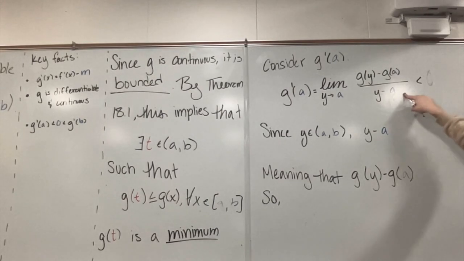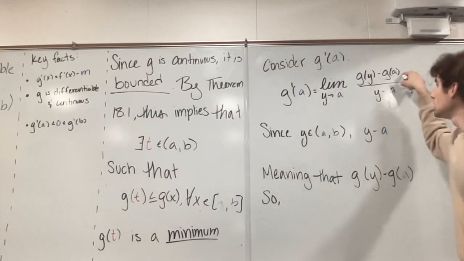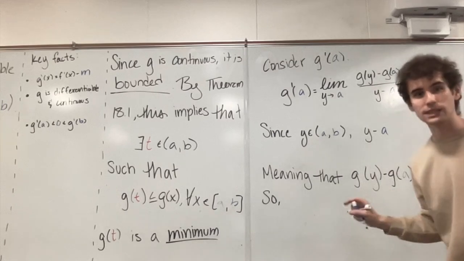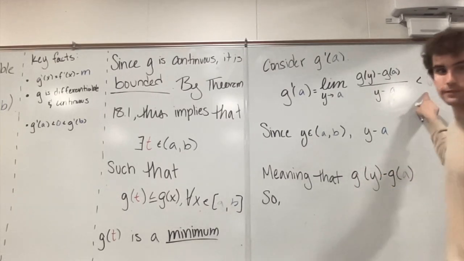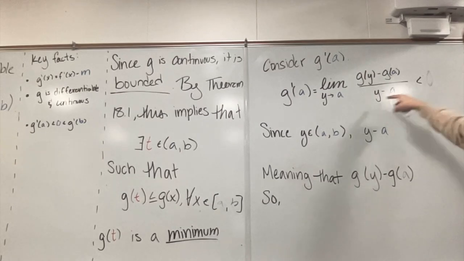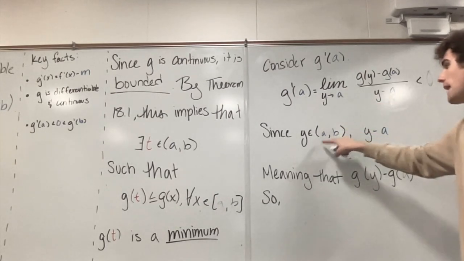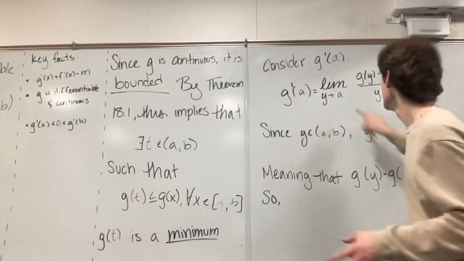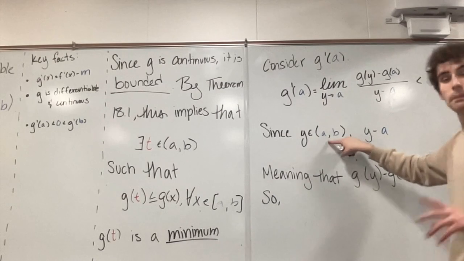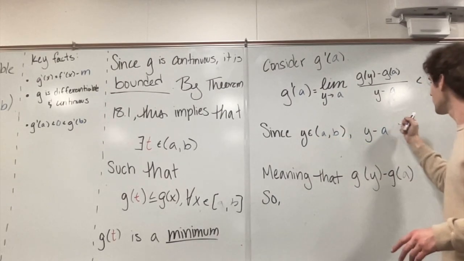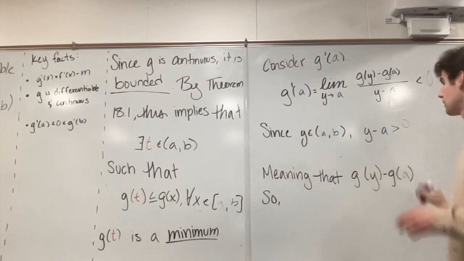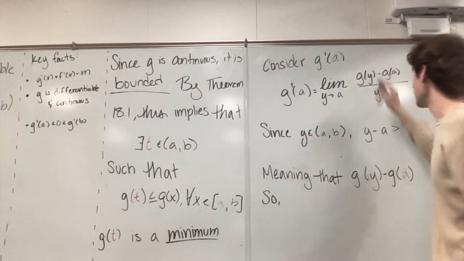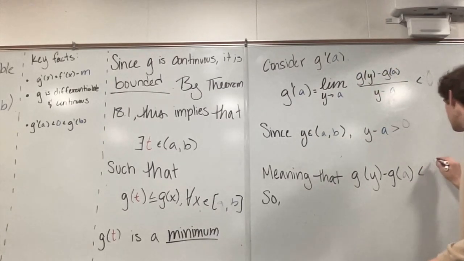Since it's negative, at least one of these values, g(y) minus g(a) over y minus a, must be negative. And not both, because if it were both, it would be positive. All right. So since y is in the open interval a to b, it's not a, because we're taking the limit as y approaches a. That means that y has to be bigger than a. So y minus a is greater than 0. So if this is positive, that means that this value up here must be negative, so less than 0.